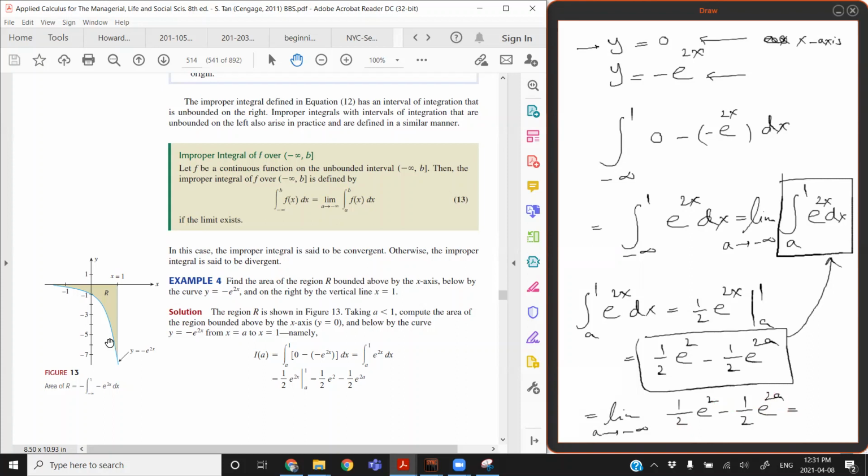So what happens if I plug in negative infinity for a here? I get e to the power of 2 times negative infinity. 2 times negative infinity is negative infinity. So it's e to the power of negative infinity. Just like the previous example that I showed you, e to negative infinity can be replaced with 0 because it's like having 1 over e to infinity. So the whole thing is going to be 0. I get 1 over 2 e to the power of 2.